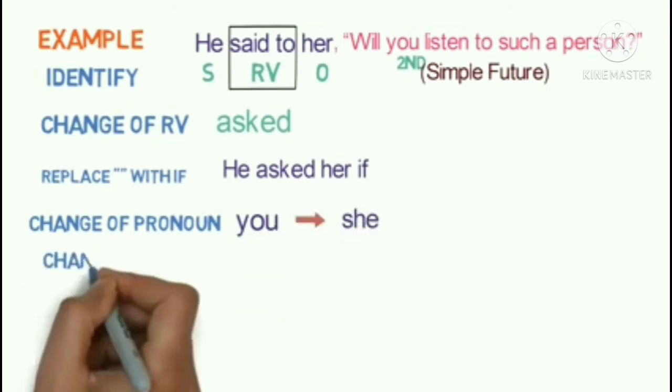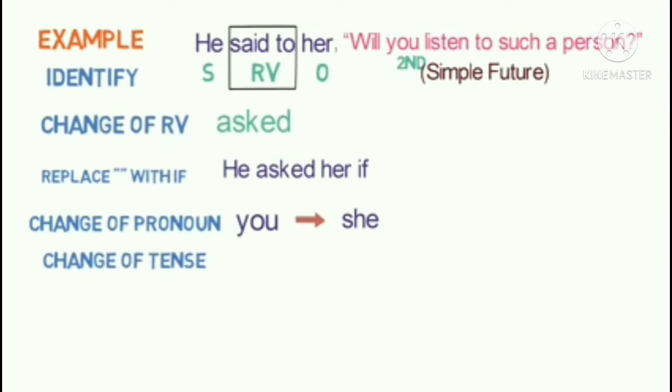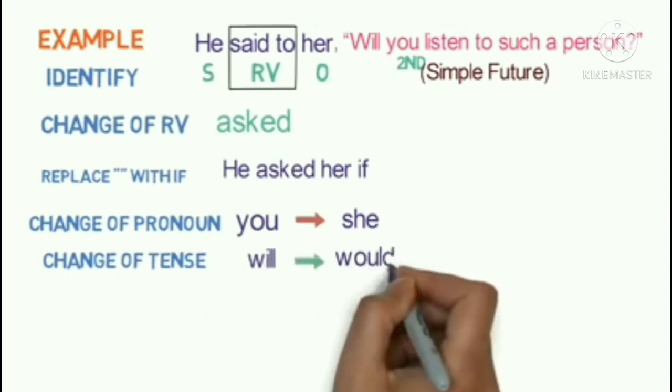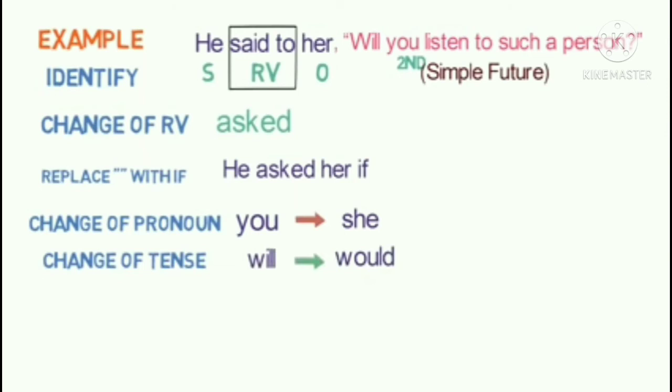Next step is the change of tense. Here in the reporting verb we have will. So will be changed to would. Step 6 is change of word denoting time. But as there are no such words, so it won't come here.